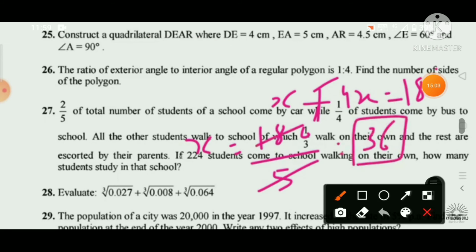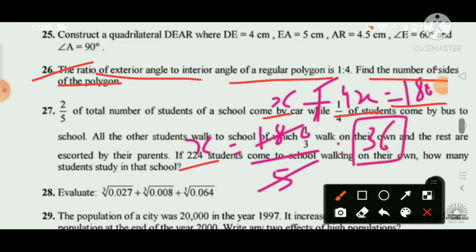So next question is the ratio of the exterior angle and interior angle of a regular polygon is 1:4. Find the number of sides of the polygon. So you can take 1x plus 4x is equals to 180 degrees. So 5x, you will get x is equals to 180 by 5. By cancelling, you will get 36 sides. Let us move to the next question.